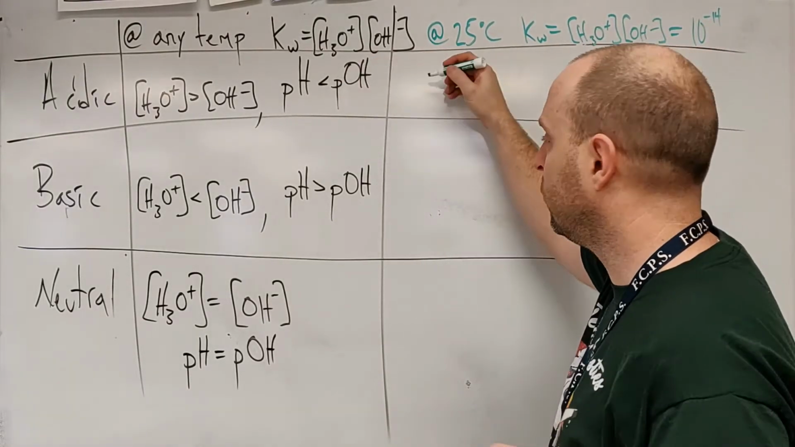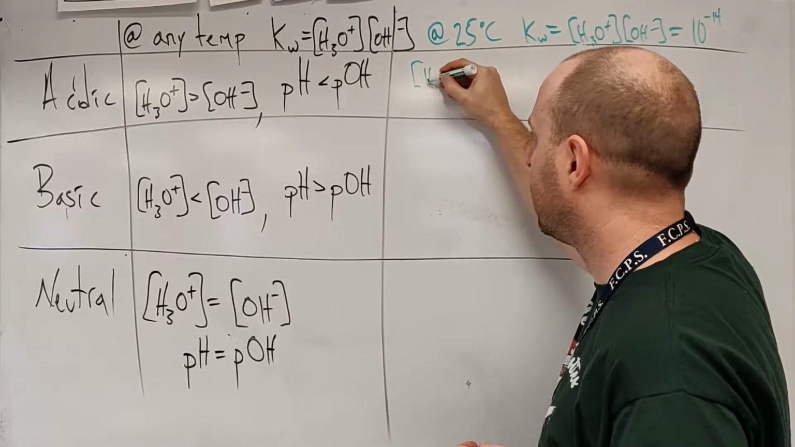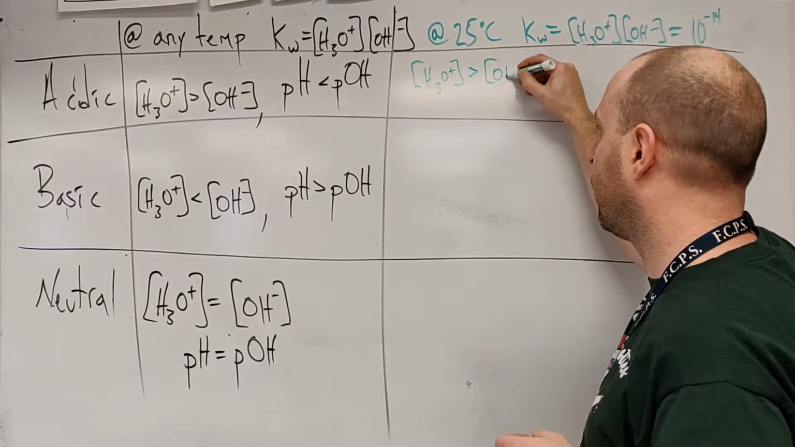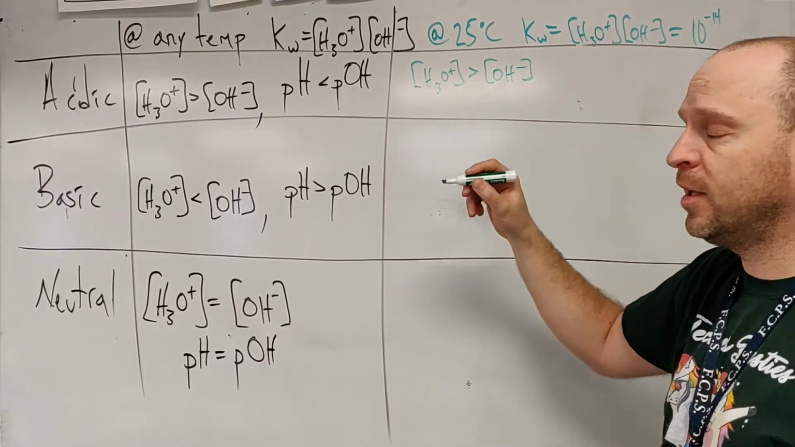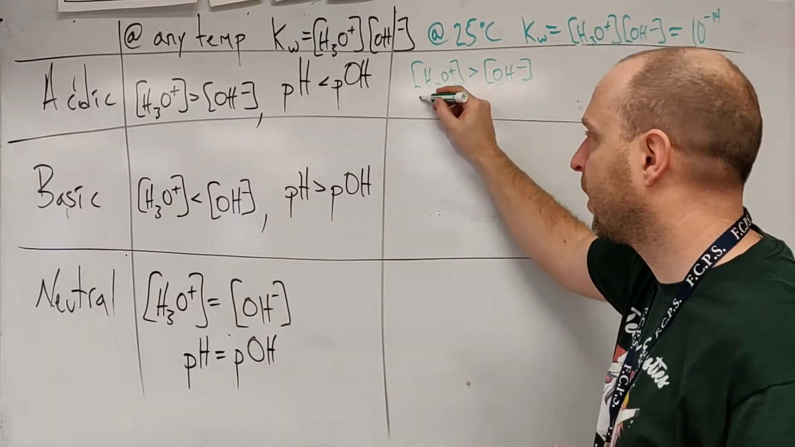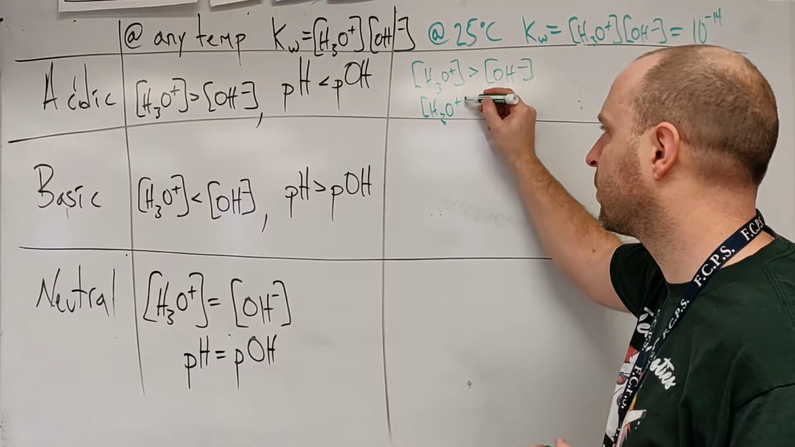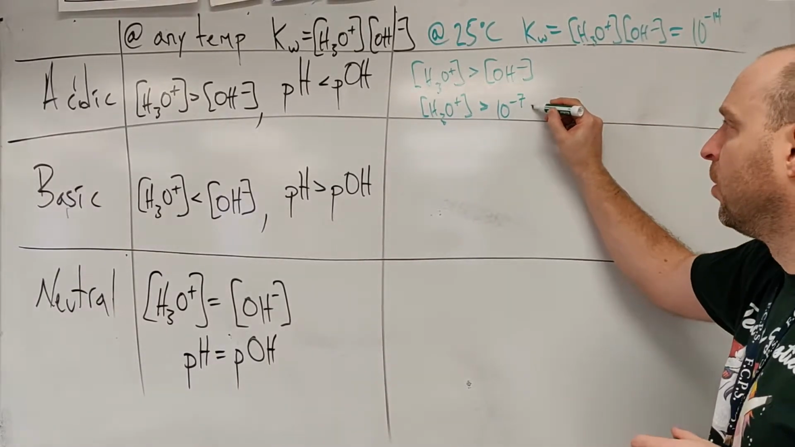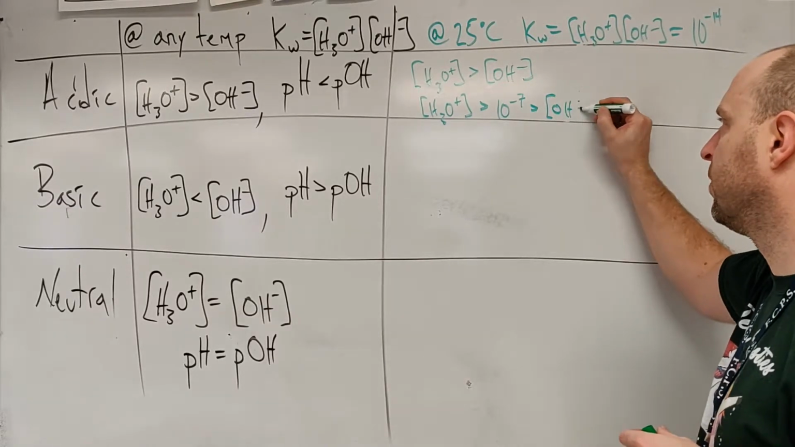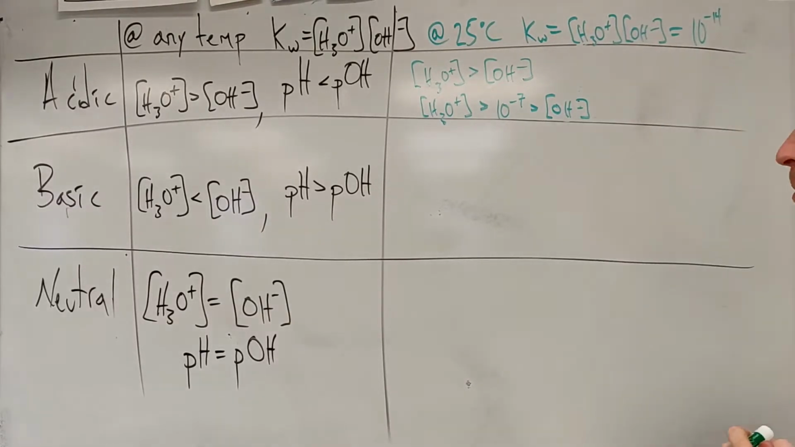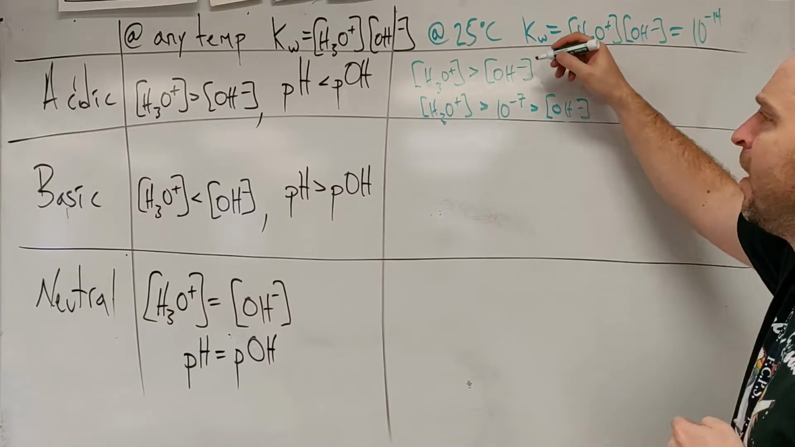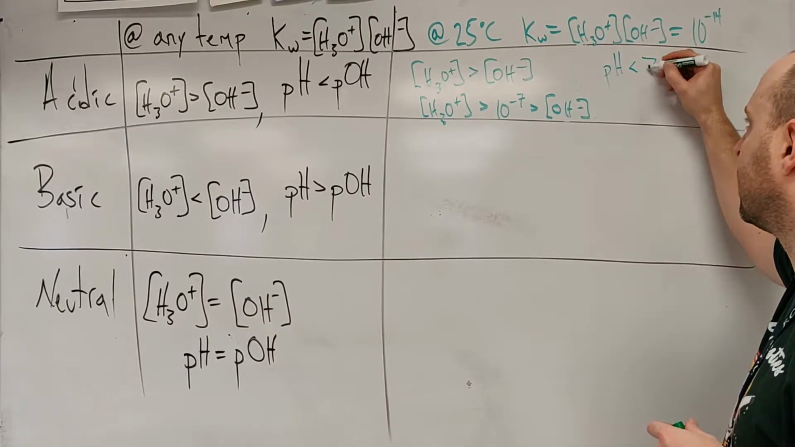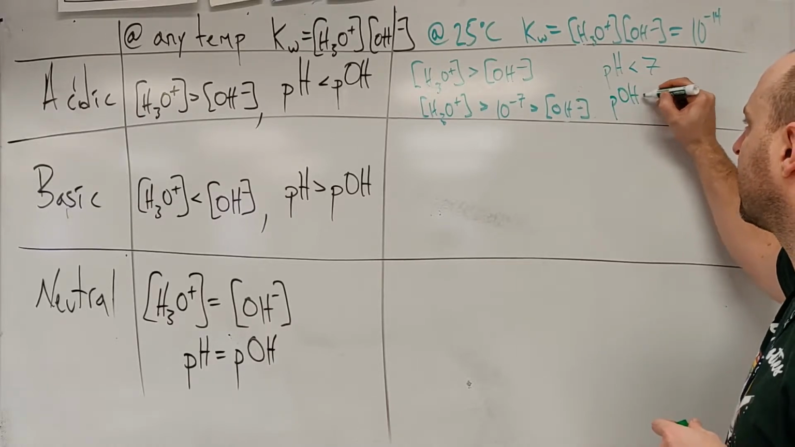It is still true that your concentration of H3O plus is going to be greater than your concentration of OH minus, right? And what we're saying now is we have a specific number, and that concentration of H3O plus has to be greater than 10 to the minus 7th, which will be greater than the concentration of OH minus. All right, that's 10 to the minus 7th molar. I didn't write that explicitly. At 25 degrees Celsius, your pH has to be less than 7, and your pOH has to be greater than 7.